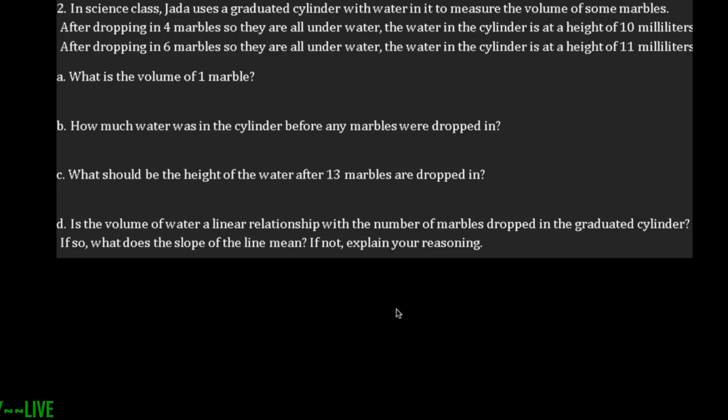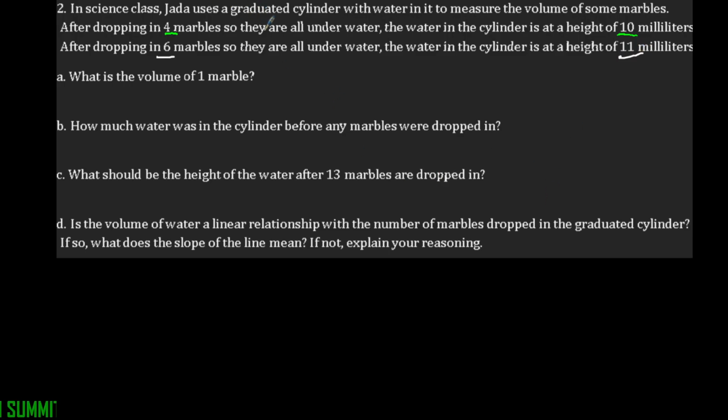All right, moving to the back now. It says in a science class, JD uses a graduated cylinder with water in it to measure the volume of some marbles. The first part says after dropping in 4 marbles, so they are all underwater, the water in the cylinder is at a height of 10. And then it says for the next part, after dropping 6 marbles, so they are all underwater, the water in the cylinder is a height of 11.